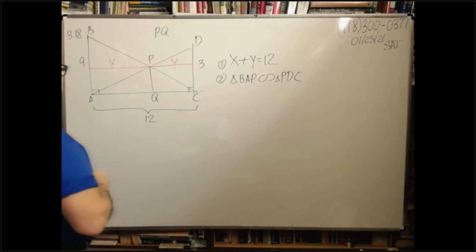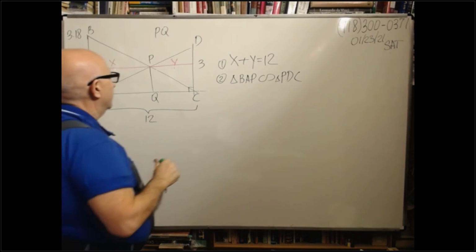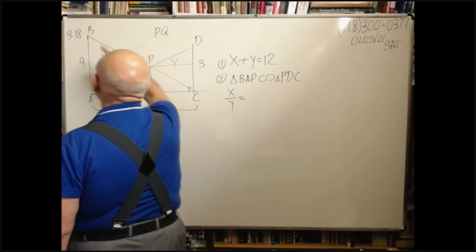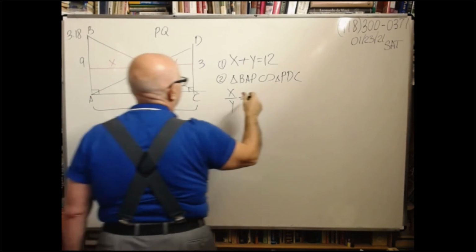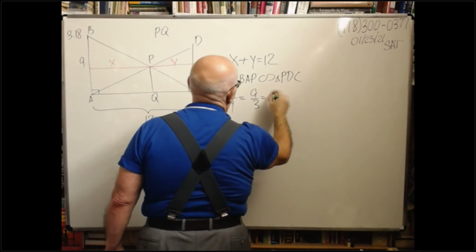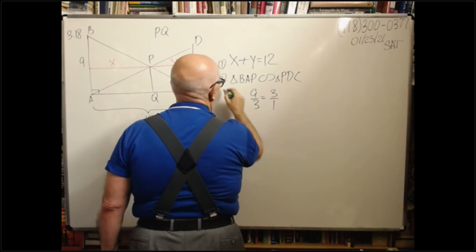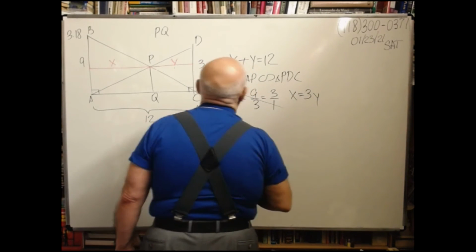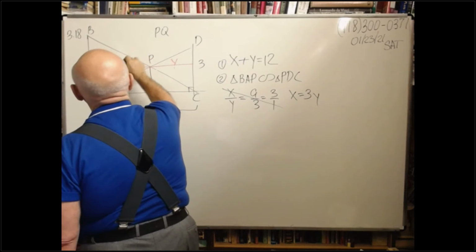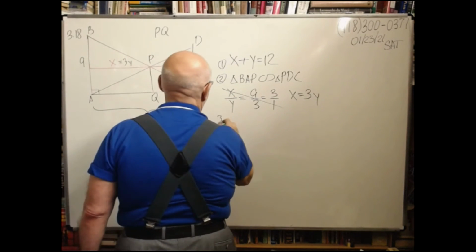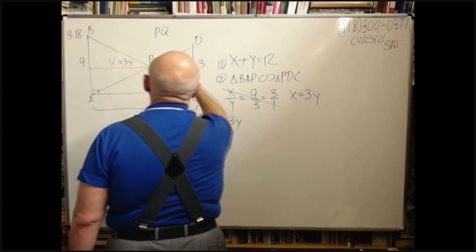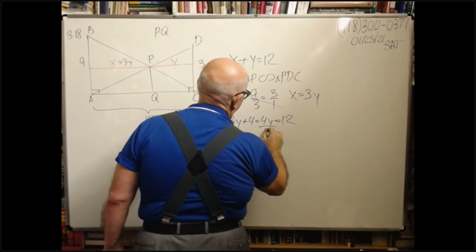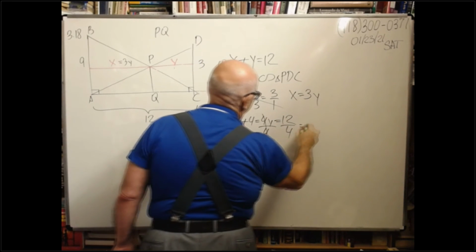Angle, angle, angle. If they are similar, you can write x over y equals the ratio of their sizes, 9 to 3, or 3 over 1. If you cross multiply, x equals 3y. Plug that in here. Step number 3, you can write 3y plus y, which is 4y, which is 12. Divide by 4, divide by 4, y equals 3.